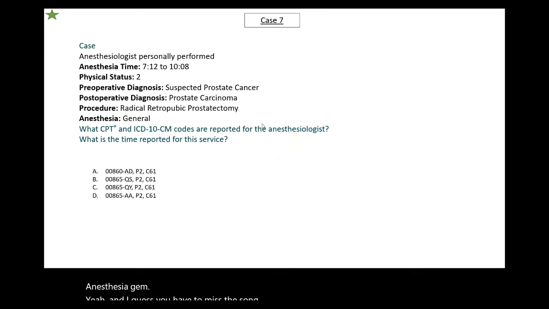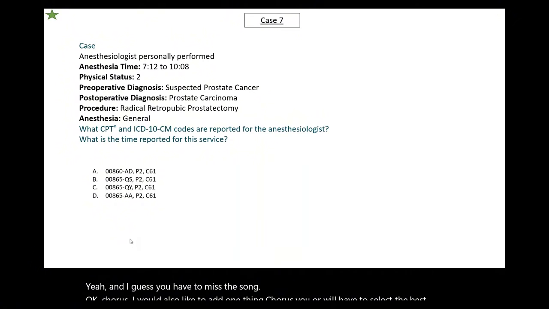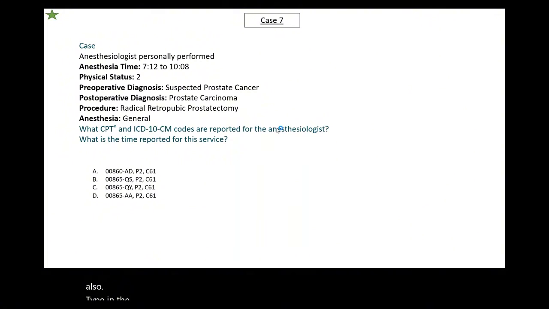Okay, coders, I would also like to add one thing. You will have to select the best answer. Also, type in the chat the anesthesia unit and the time as well. Okay, that's it. Your time starts now.